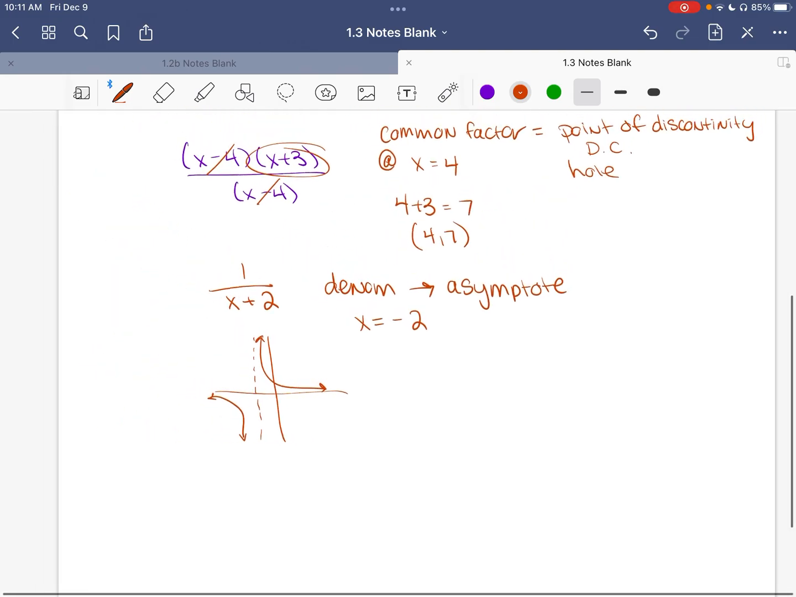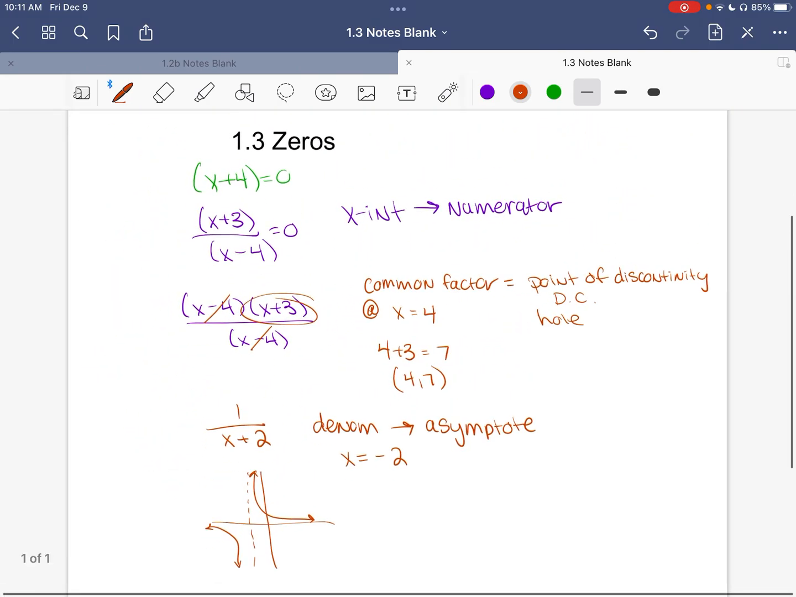So again, quick recap of those three things. Types of zeros are your x-intercepts, which come from the numerator of your function. You have common factors, which give you points of discontinuity or holes, and that comes from when you cancel out like terms. And where your x goes to 0 in the denominator, those are your asymptotes.